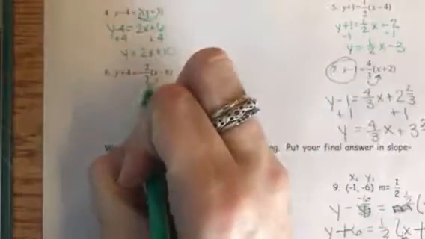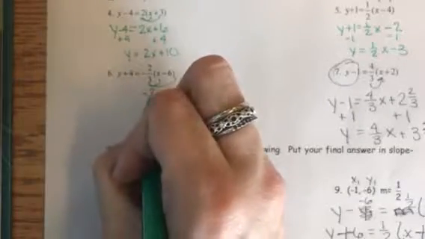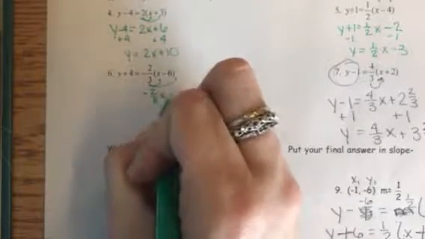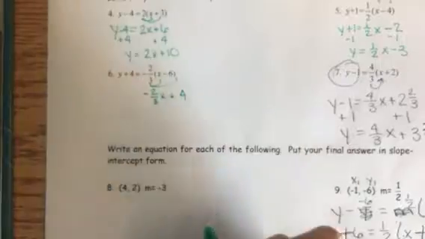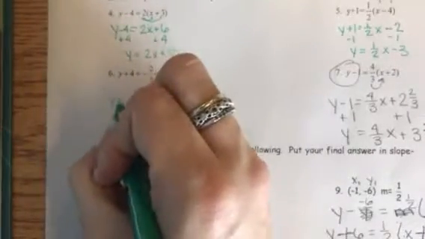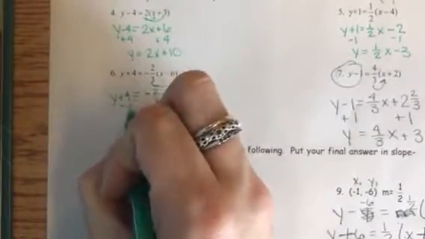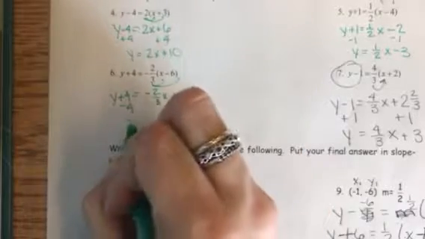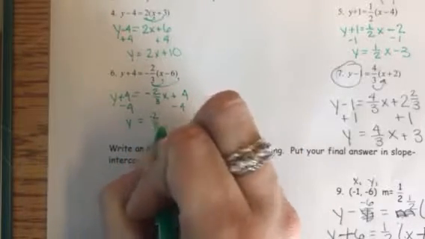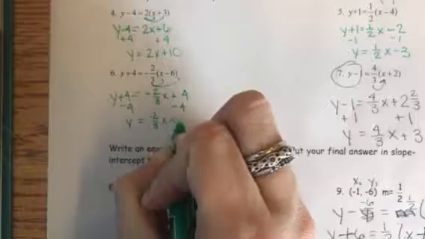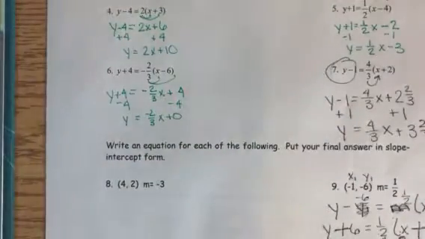Number 6, we'll distribute the negative 2/3 first. So we'll get negative 2/3 x + 4. Then we'll undo adding 4 by subtracting 4. So we'll get y = negative 2/3 x + 0. You don't have to have the plus 0, but you could.